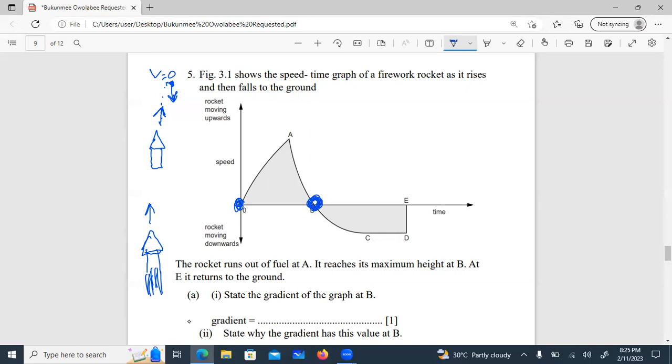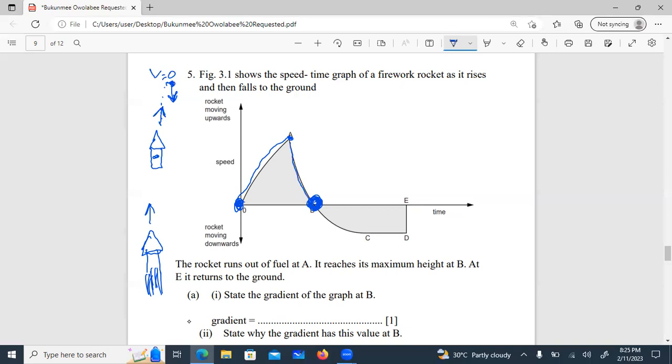The rocket launches from rest, then it begins to accelerate upward, till all the combustible material got exhausted, okay? Here, all the combustible material got exhausted. And then the rocket kept moving upward, but the speed was reducing. So that's why the speed time graph shows that the speed is reducing until the speed gets to 0 at maximum height, okay?